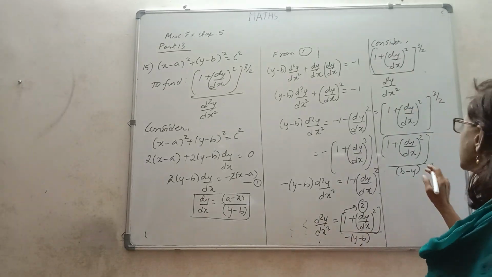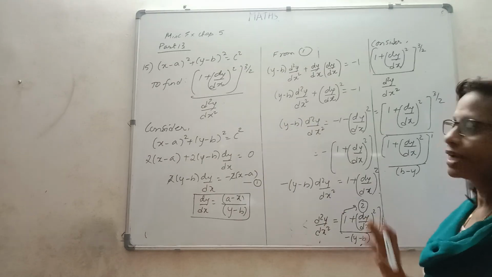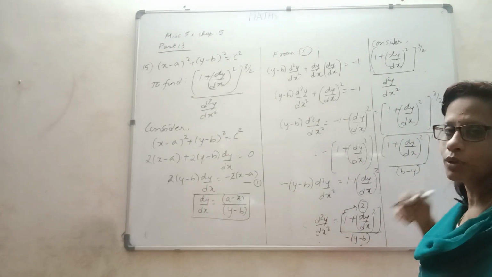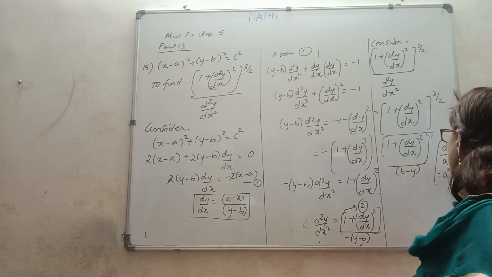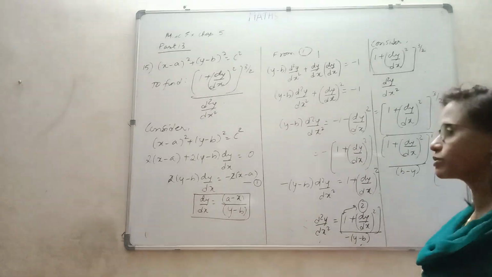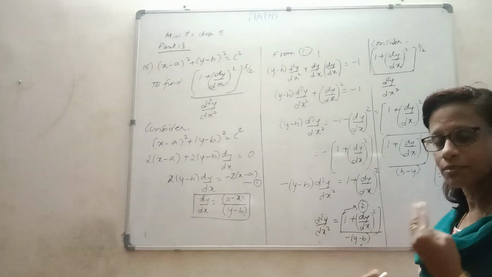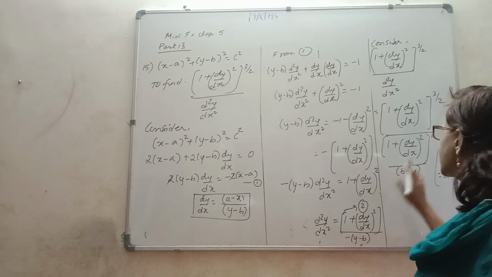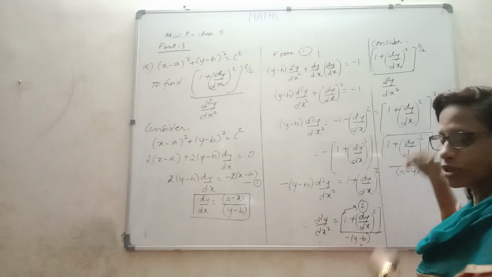Now, we can see that both bases are exactly the same. Here the power is 3 by 2, and here the power is 1. We all know the law of exponents, that a raised to m by a raised to n is always a raised to m minus n. So we can use that property. Also this expression is divided by this. Division by a fraction is multiplication by the reciprocal. As a result, b minus y goes to the numerator.